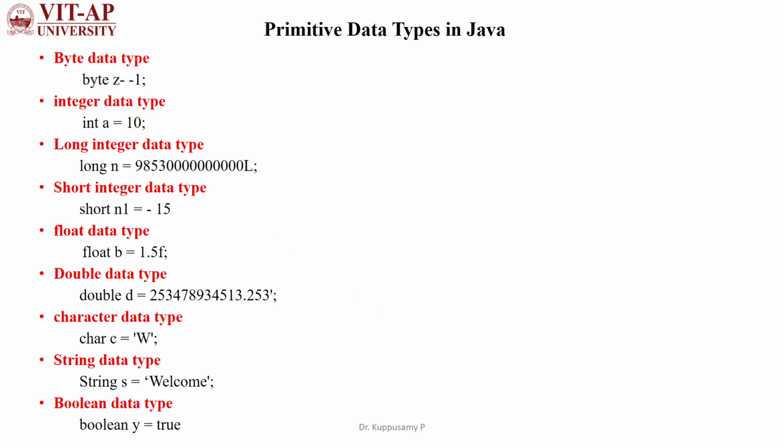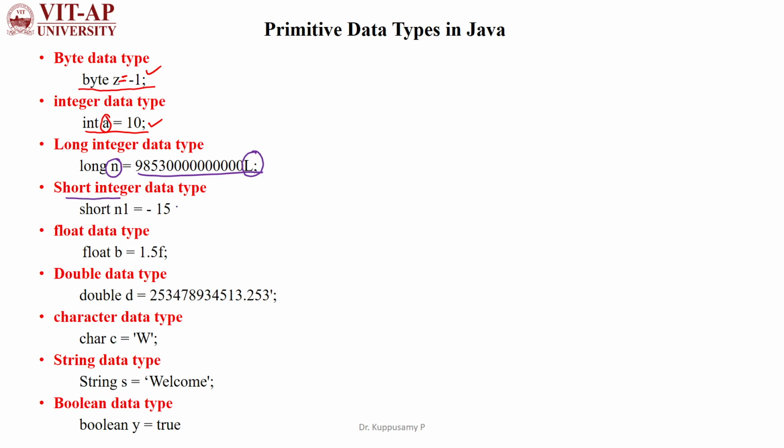And here the byte data type can be represented in Java programming like this: byte b equal to minus 1. Also the integer data type can be represented as int a equal to 10, where a is the variable and the integer value is assigned to the variable a. And for the long integer data type, the number is assigned to the variable n. The variable is long integer, so it should be represented with capital L at the end of the number.